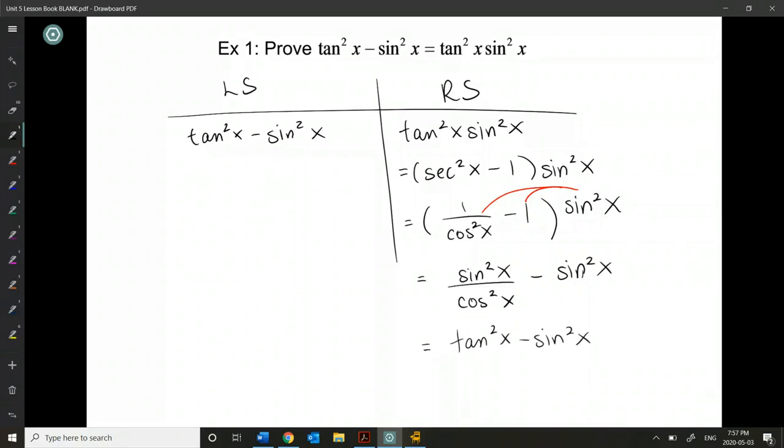Okay, so that's one scenario where I could potentially use a different identity first, but you will notice that after that I did turn everything in terms of sine and cosine. You could have also replaced this with sine squared over cos squared to get to that point right there. So lots of different ways that you can do this. It definitely would still work if you chose to go the route right at the beginning where you turn everything in terms of sine and cosine.